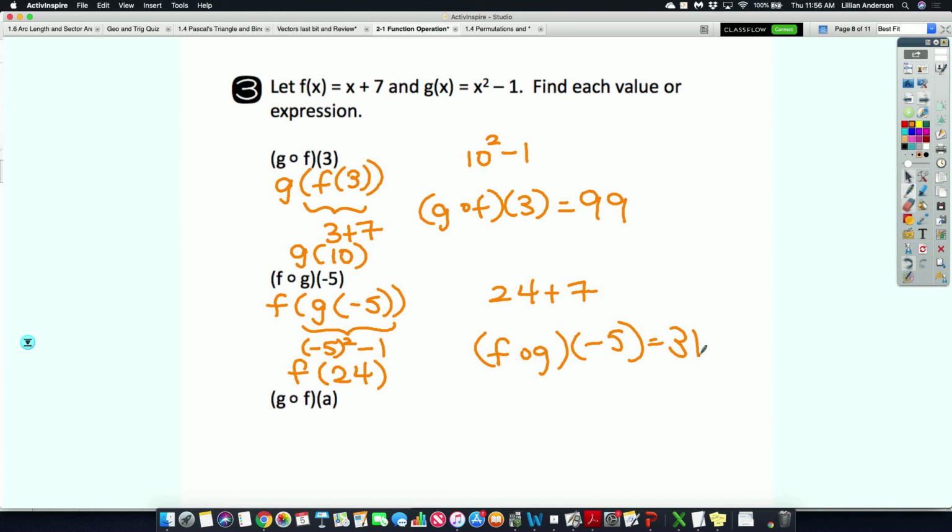Remember, start on the inside, work your way out. Questions with the numbers? Now this last one, there's no number here. It's a letter. But you don't treat it any differently. That literally means now, instead of plugging in negative 5 or 3, I'm going to plug in what? A. Into every x that I see in which function? The f function. So working with the inside, when I plug A into the x, I get A plus 7.